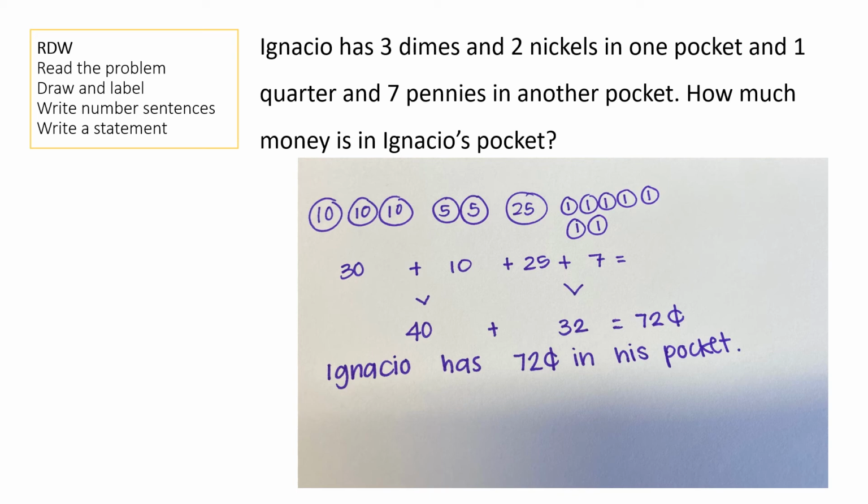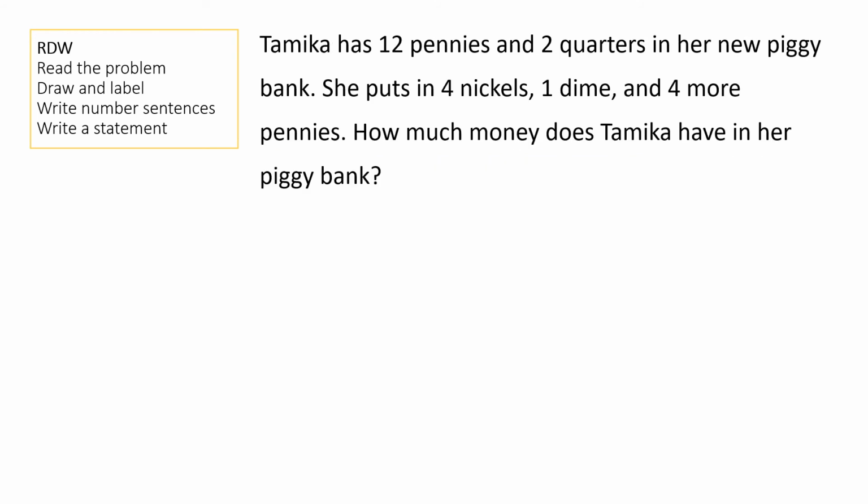Let's try another one. Again, we are going to follow the RDW strategy. First, we're going to read the problem. Tamika has 12 pennies and 2 quarters in her new piggy bank. She puts in 4 nickels, 1 dime, and 4 more pennies. How much money does Tamika have in her piggy bank?